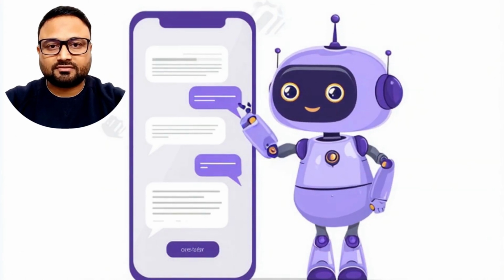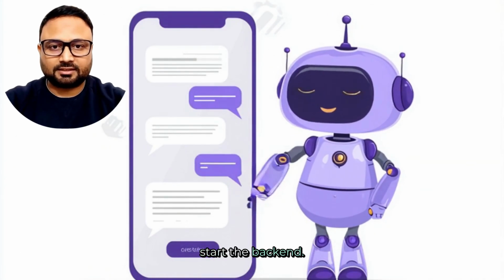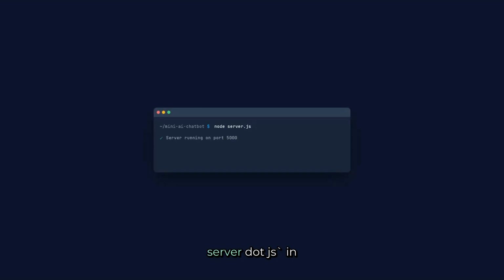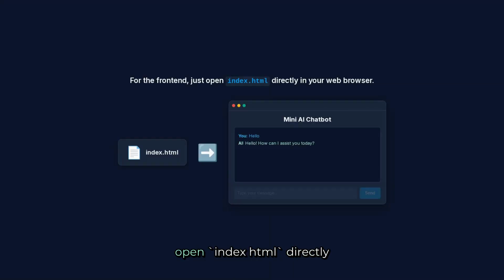To run the project, first we need to start the backend. Add type module to your package.json file to enable ES module support. Then simply run node server.js in your terminal to start the backend server. For the front end, just open index.html directly in your web browser.